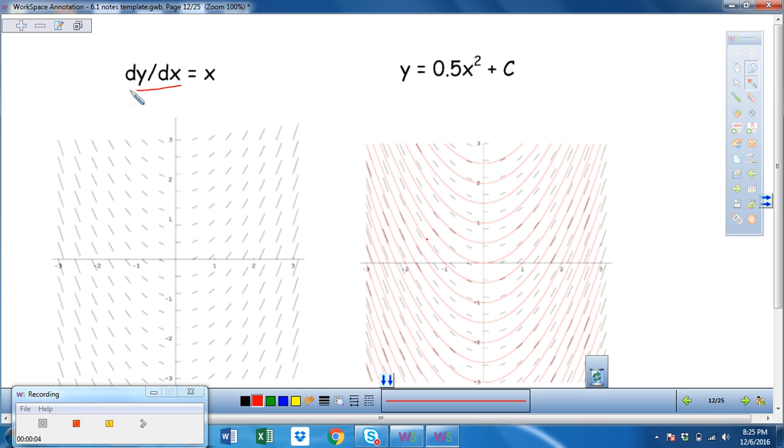Notice that this is dy dx. If we integrate dy dx, we get x squared, which is why my slope fields look like parabolas. However, if you notice, this is y equals, and y is the exact representation of what's there.